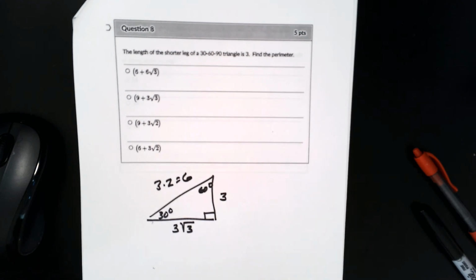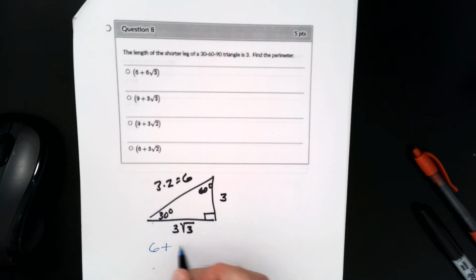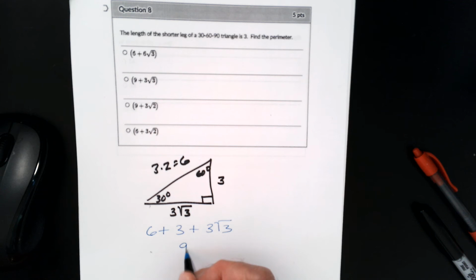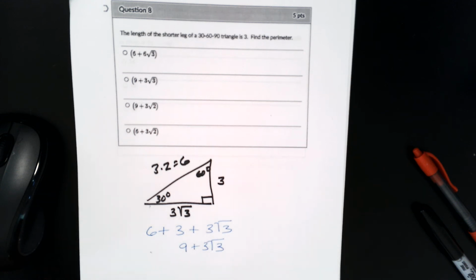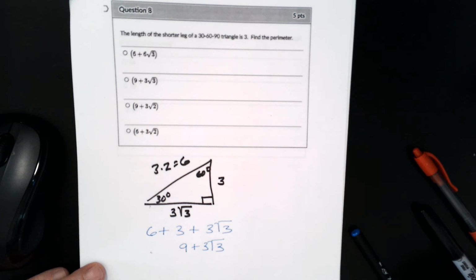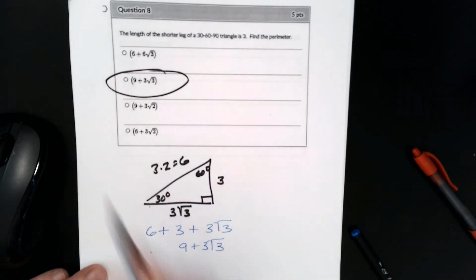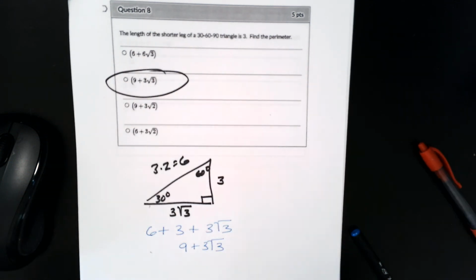So what are we adding up? We're going to add 6 plus 3 plus 3 square roots of 3. And I think you can see pretty quickly that that's going to be 9 plus 3 square roots of 3. Because this 3 is multiplied here, you can't just add those together. So let's see, up above, that looks to me like we're talking about that one right there, 9 plus 3 square roots of 3.